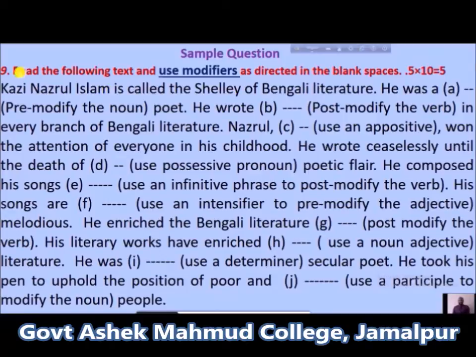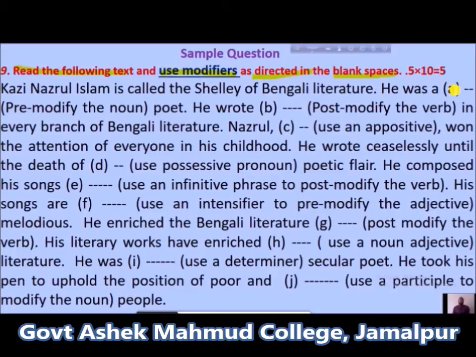You see, here is a direction for you. Let's read the direction first. Read the following text and use modifier as directed in the blank spaces. Let's read it again. Read the following text and use modifier as directed in the blank spaces. Now I think it's clear to you, the whole question is about using modifier.